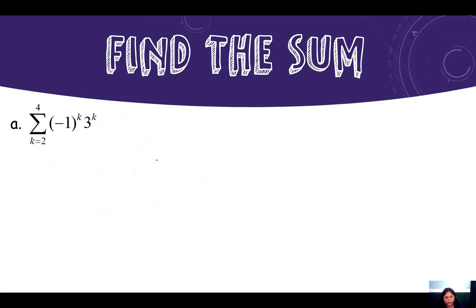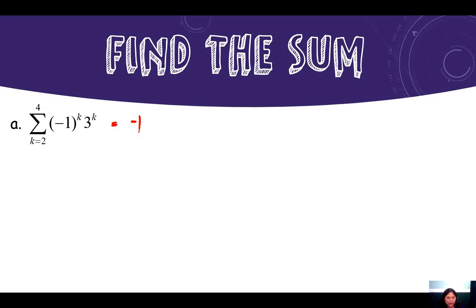Okay, next, let's find the sum. So here, we use k, not just i, diba? As I've said earlier, we can use any variable, as long as they are on the right places. Okay, so starting point is 2, then our highest limit is 4. So let's just substitute the value of k until the highest limit, which is 4.